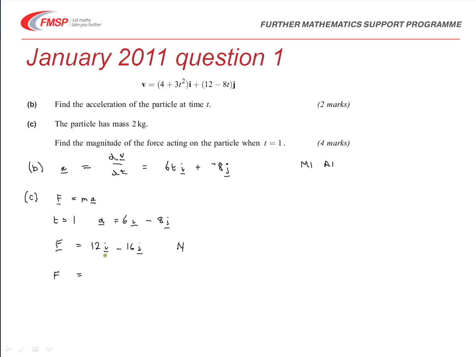To get the magnitude of a vector, we apply Pythagoras to the vector, so it will be equal to 12 squared, that's the component of i, plus negative 16 squared, that's the component of j, and then the whole thing will need to be to the power of a half. 12 12s happen to be 144, and 16 squared is 256. Add those together, it happens to give you 400, and the square root of 400 is 20 newtons.